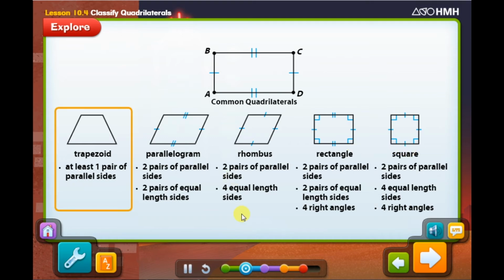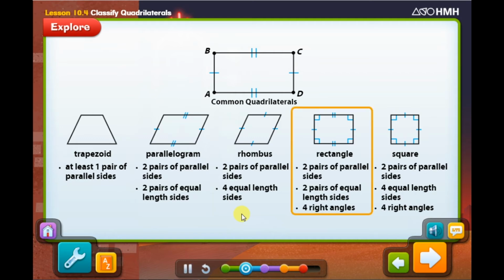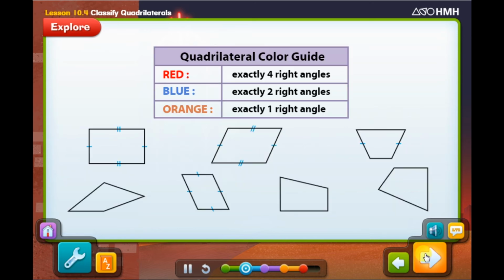Quadrilateral ABCD is a trapezoid because it has at least one pair of parallel sides. It is also a parallelogram because it has two pairs of parallel sides and two pairs of equal length sides. It is also a rectangle because it is a parallelogram that has four right angles.